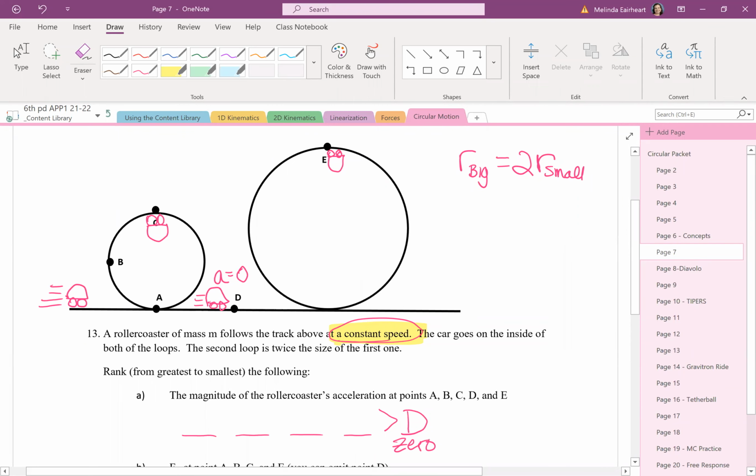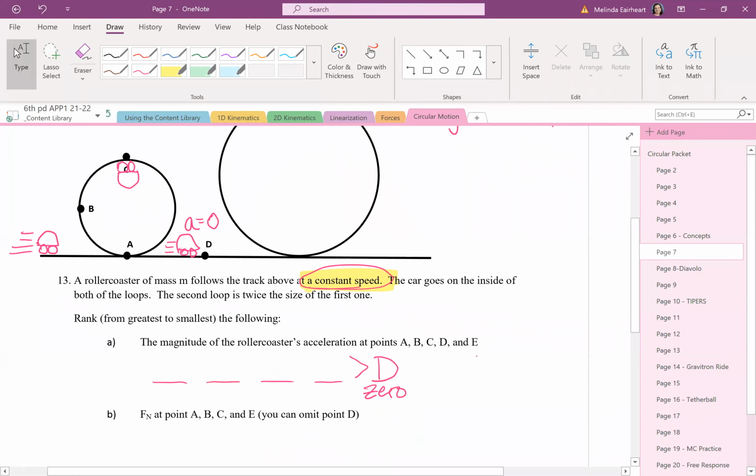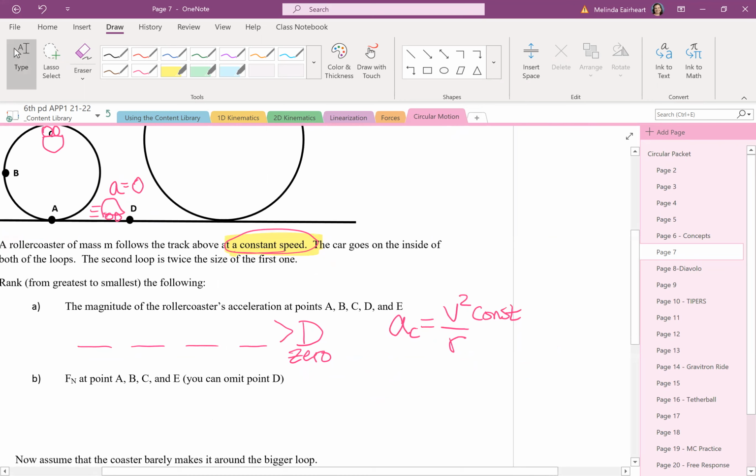Now, the only ones left are in circular motion. And so acceleration for circular motion is V squared over R. Constant speed, that's all the same no matter where you are, so it's really dependent on radius. What relationship does acceleration have with the radius of the circle? Inverse. And so A and R have that inverse relationship. So who has the greatest acceleration? It would be the smallest radius, which is which points?